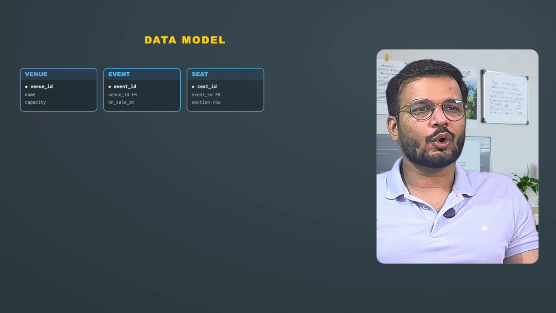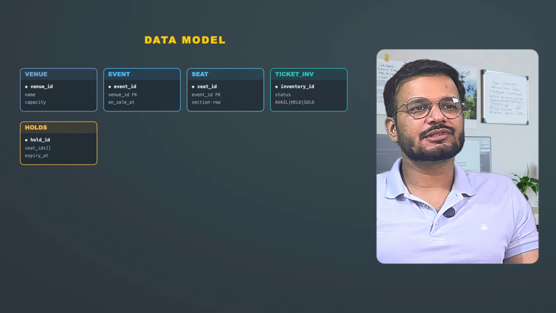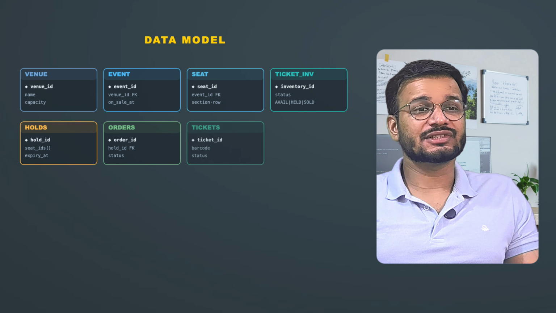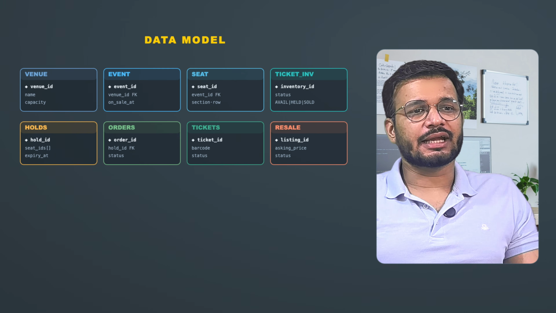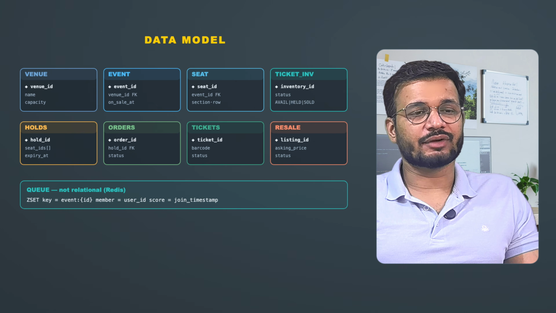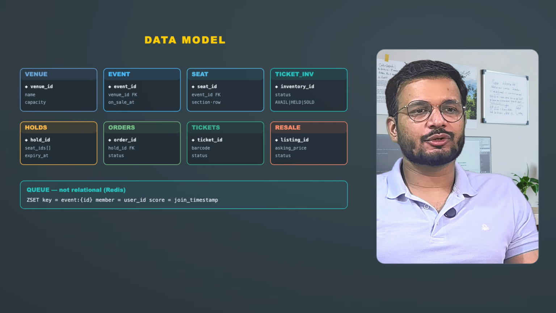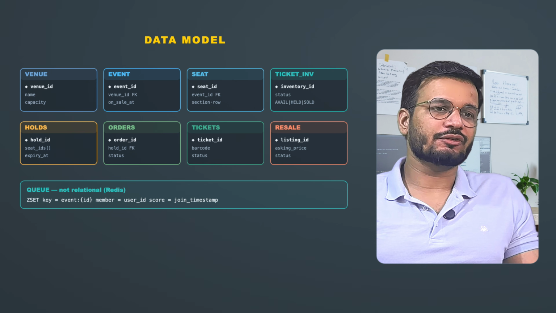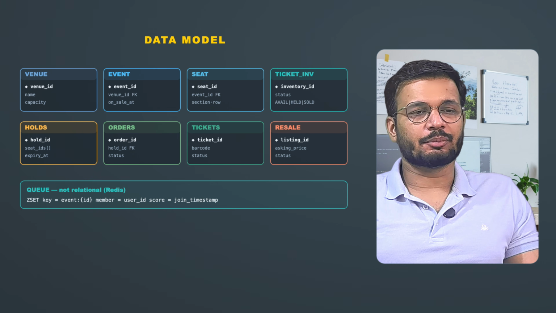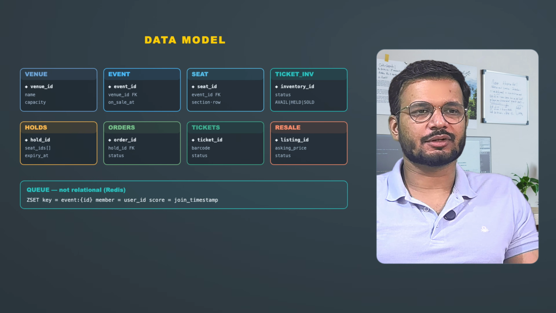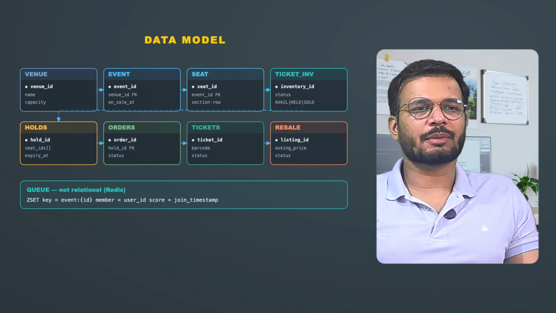Here is the view of the data models. So some of the tables are the event table, the venue table, seat table, ticket inventory table, holds table, orders, then tickets table, queue table, and then we will have a sorted set per event ID. The queue table is in Redis. This is not relational, but we will have a sorted set for event ID. Then members, this will be a sorted set for user ID, and then a score that will have a join timestamp.